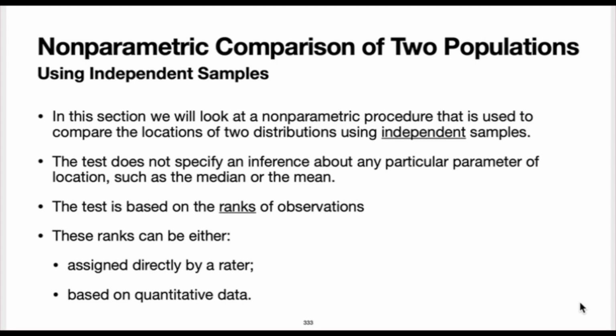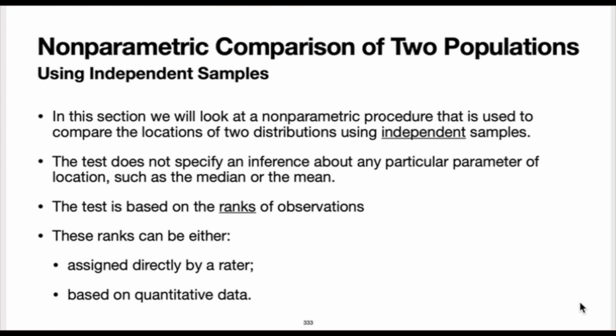Now, the test that we're going to be looking at does not specify an inference about any particular parameter of location, such as the median or the mean of the population. The test that we're going to use is based on the ranks of the observations, and these ranks can either be assigned directly by the rater, or they can be based on quantitative data. So, for example, we could have a response variable that we're measuring on experimental units that is quantitative in nature, and then we could rank that quantitative data and use that rank data for this test.